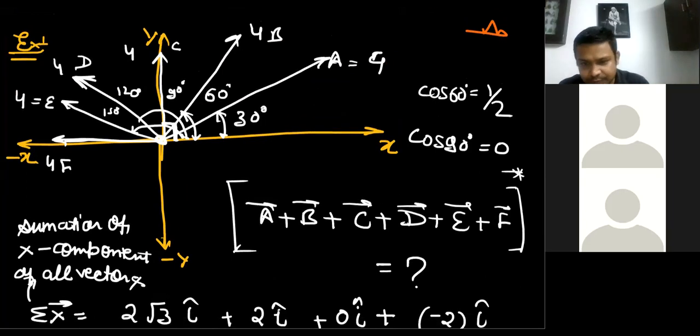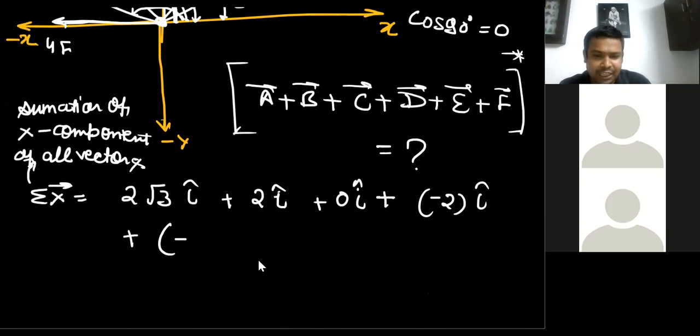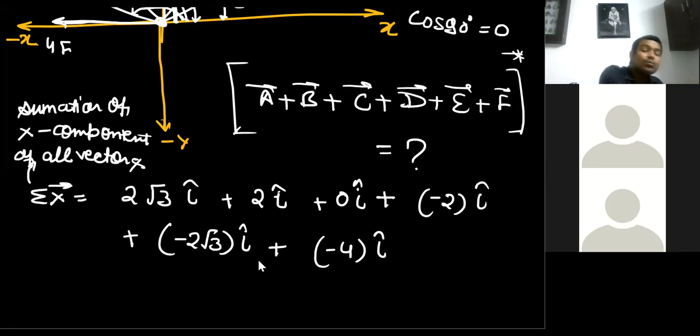Similarly, my dear friends, what is the X component of vector E? Minus 2 root 3 I cap. Very good. It is 4 cos 150, and cos 150 is minus root 3 by 2. Thus, this value is minus 2 root 3 I cap. Now, what is the X component of vector F? Minus 4 I cap. The magnitude is 4, so we can write it as minus 4 I cap. Clear?